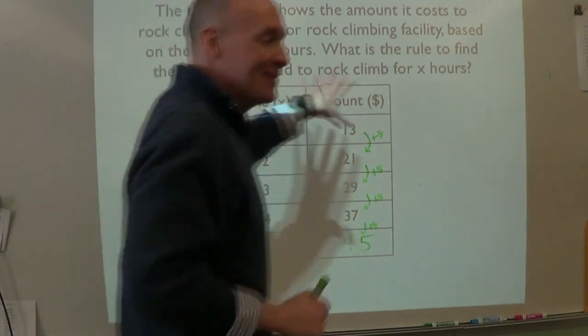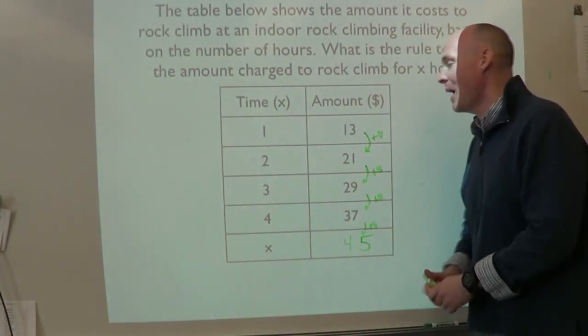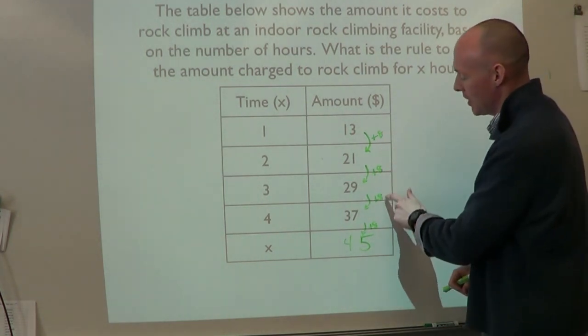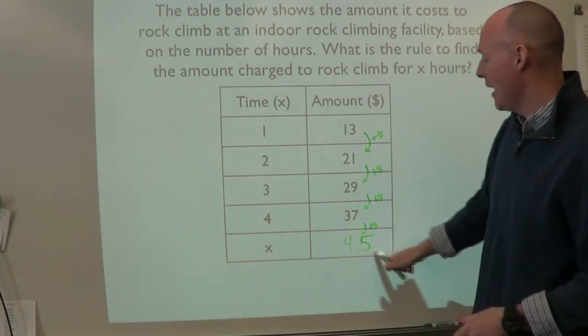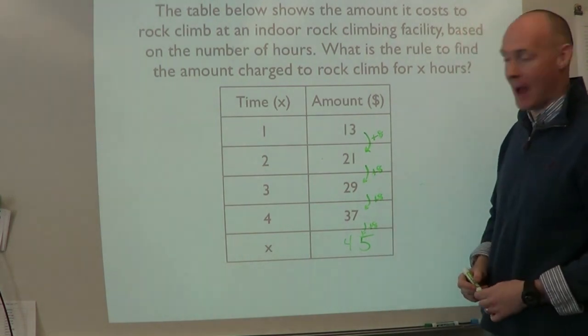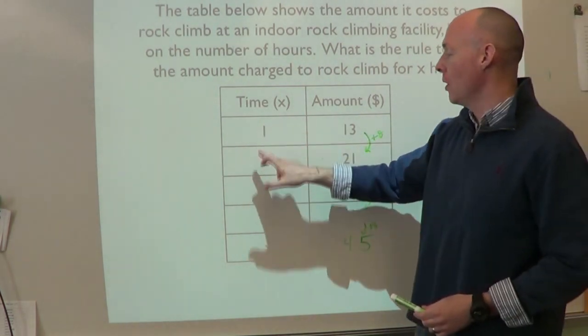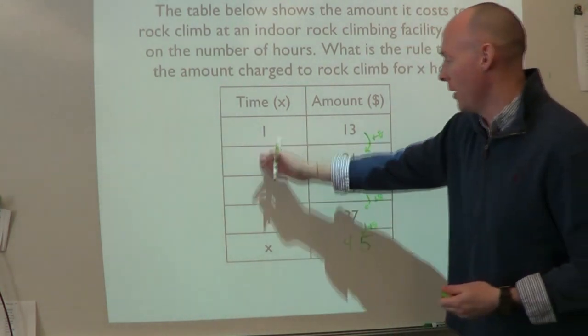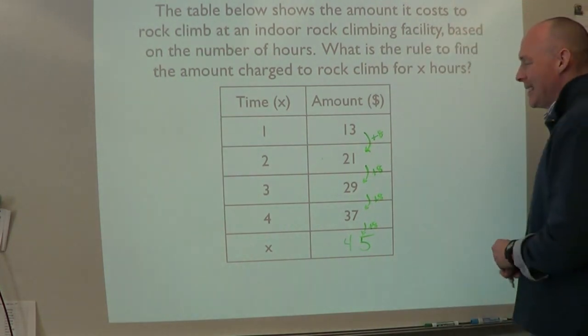Okay, we last left off, we were working our way through this problem. We were looking at the amount of money, and we noticed that it's plus 8, plus 8, plus 8, plus 8. And ultimately, we figured out that the next one in line would be 45. So here we have 1, 2, 3, 4, and we notice that my rule is going to be plus 1 over here.